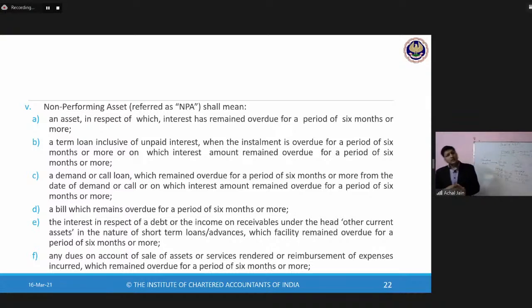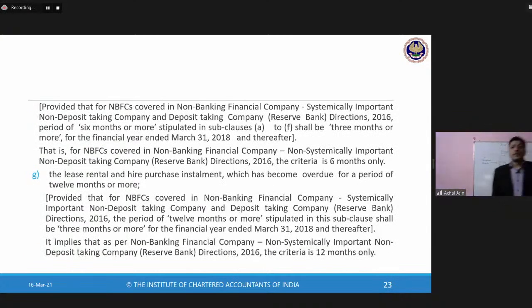Okay, clear on this? Yeah. So when any of these facilities which are specified remain overdue for a period of 6 months or more, then such facilities, such assets will be termed as non-performing assets. Okay, clear on this? Moving on to next, lease rental or hire purchase installment, which has remained overdue for a period of 12 months or more.